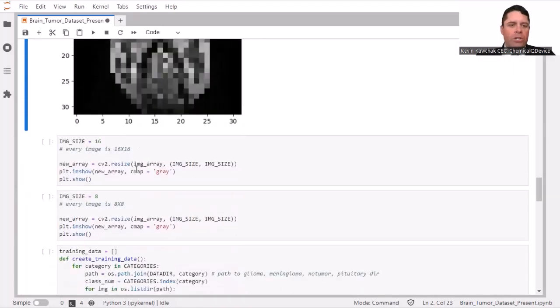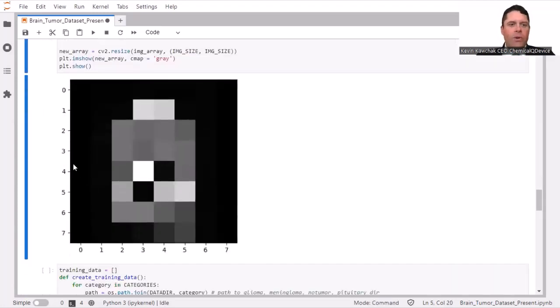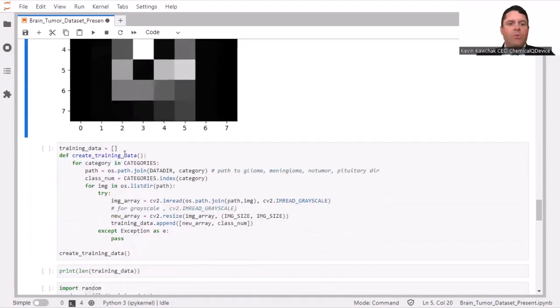Here's 32 by 32. Here's a 16. And then here's an 8 by 8, and you can actually count the pixels across. So 1, 2, 3, 4, 5, 6, 7, 8, and then it goes 8 in the other direction, and that's that image. That's what that looks like.